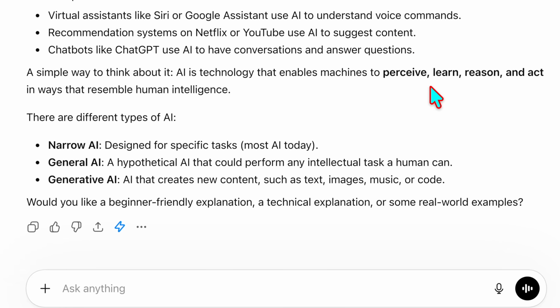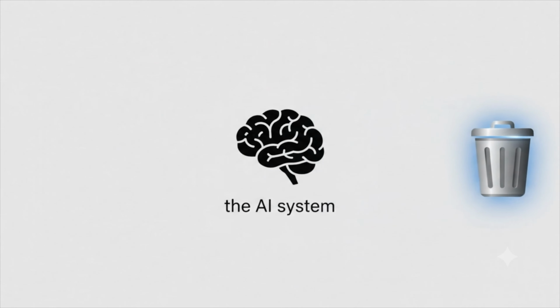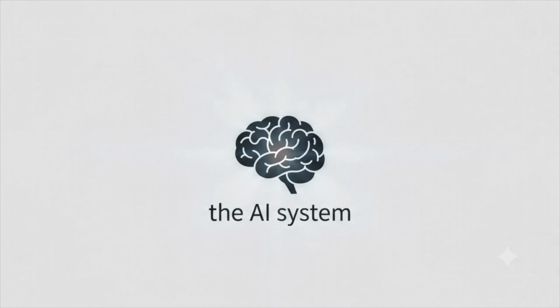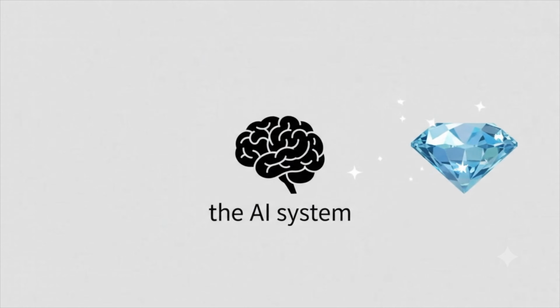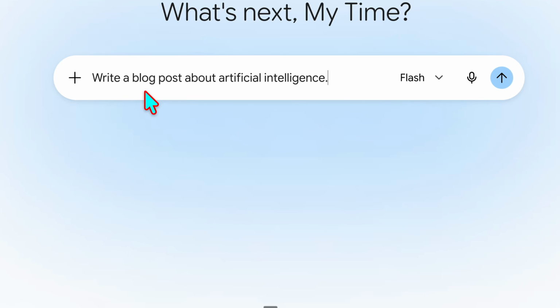It matters because if we feed in the trash, we are going to get the trash out. If we feed in the diamond, we are going to get the diamond out. So what we get is based on what we feed in. Let's give an example. Let's say, write a blog post about artificial intelligence. Is this a good prompt?